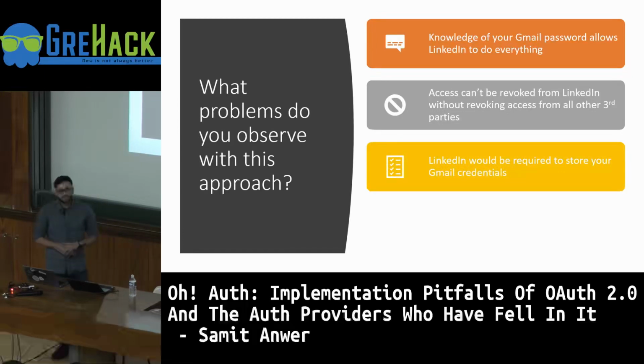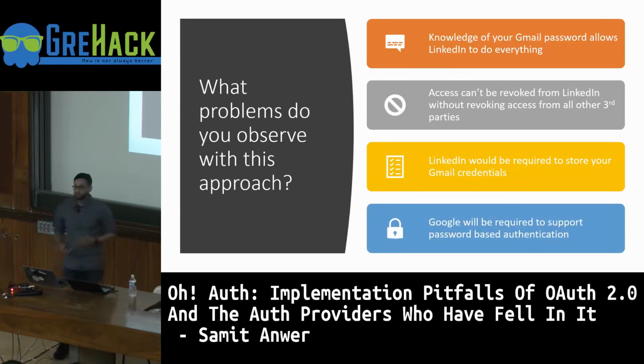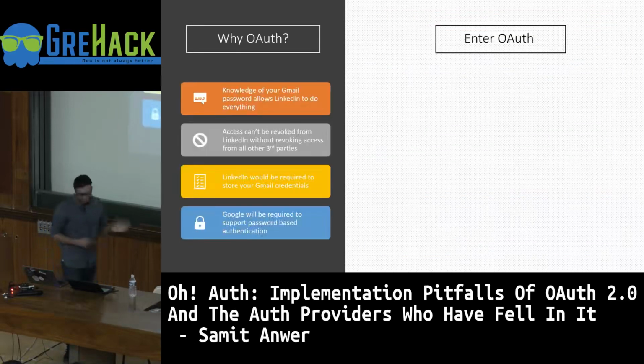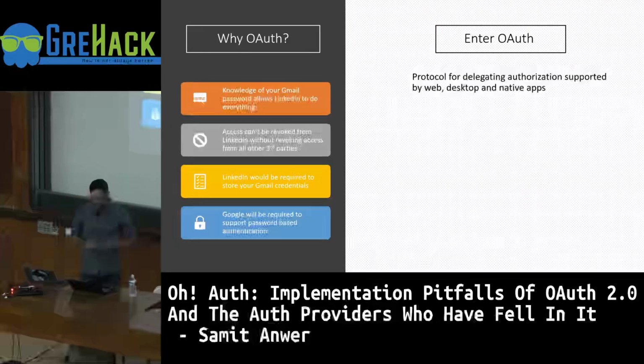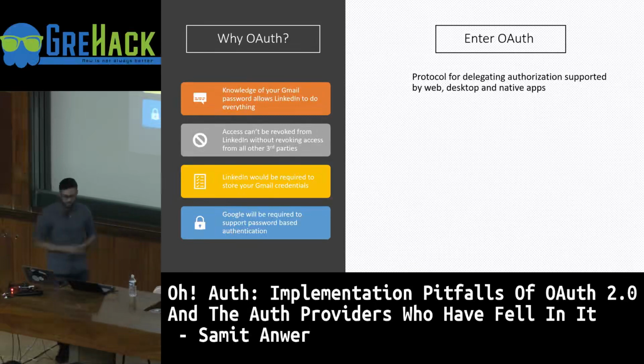Another drawback is that LinkedIn would be required to store your credentials, and you shouldn't be trusting it with your Gmail credentials anyway, so that's a bad idea. And Google will be required to mandatorily support password-based authentication. So that's where OAuth came into being, and it's a protocol for delegating authorization supported by all platforms: web, desktop, and native apps. Native apps include mobile apps.